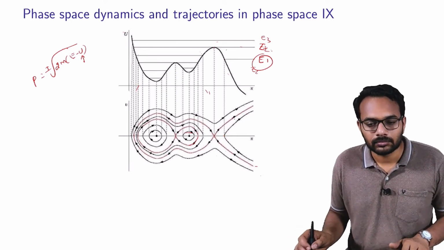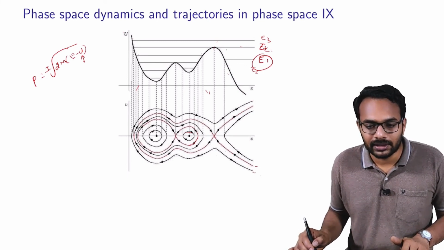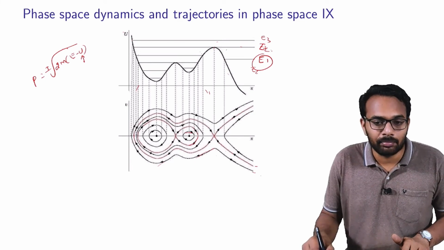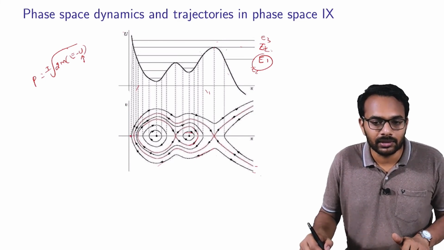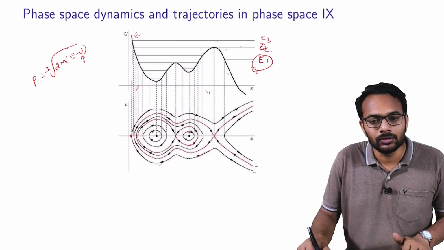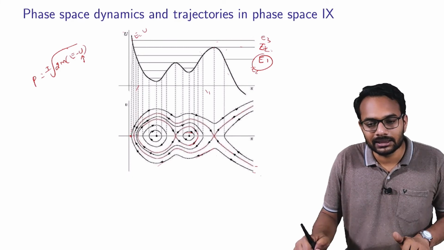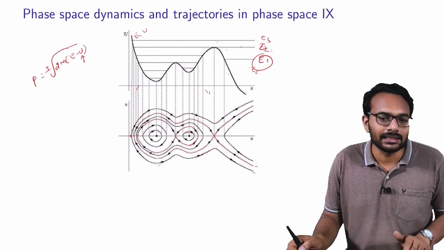For higher energies, a particle coming from plus infinity will see its momentum decrease, but it never goes to 0. It just keeps increasing and decreasing, and at this point it comes to rest. The momentum becomes 0 here, because at this point E is equal to U, and then the momentum increases in the opposite direction and it goes back to infinity. So this is the general description of it.